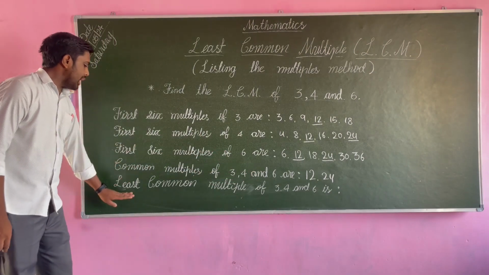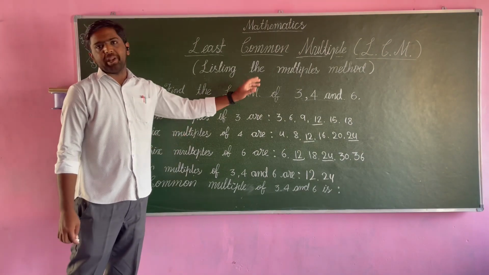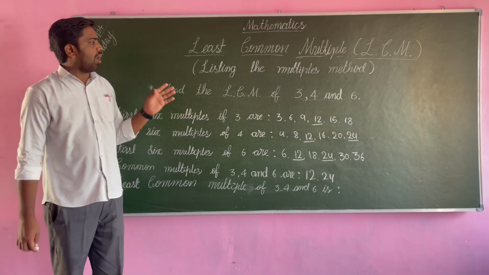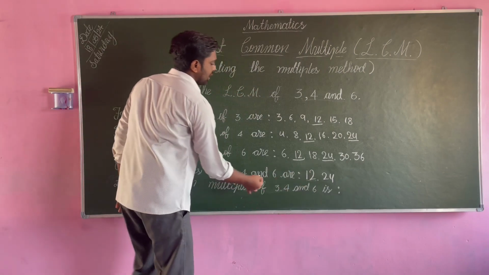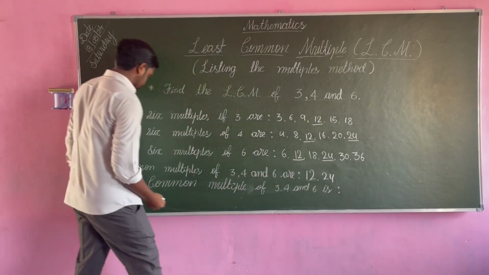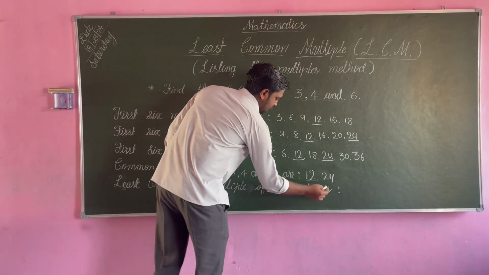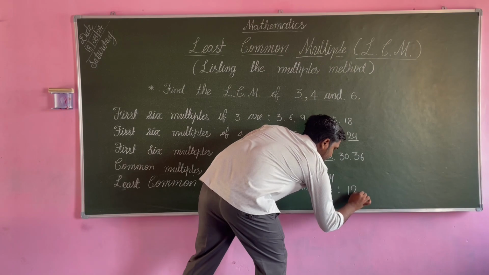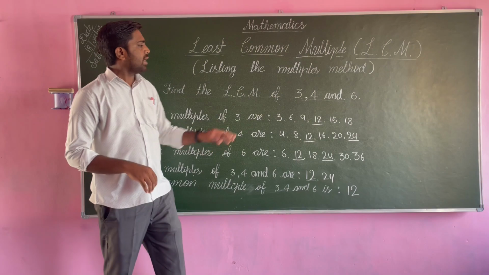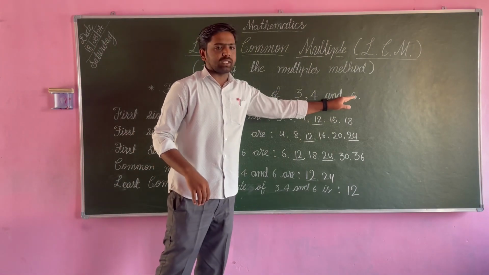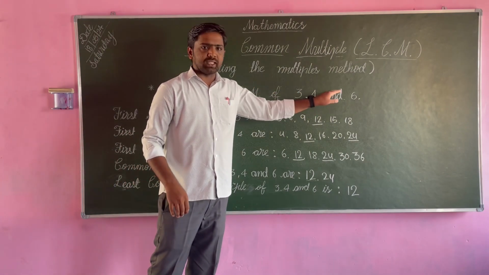Next, find the least. Least means smallest multiple of the given numbers. The smallest multiple of the given numbers is 12. 12 is the smallest number in the common multiples. The least common multiple of 3, 4 and 6 is 12. 12 is the smallest number which is completely divisible by 3, 4 and 6. So 12 is the LCM of 3, 4 and 6.